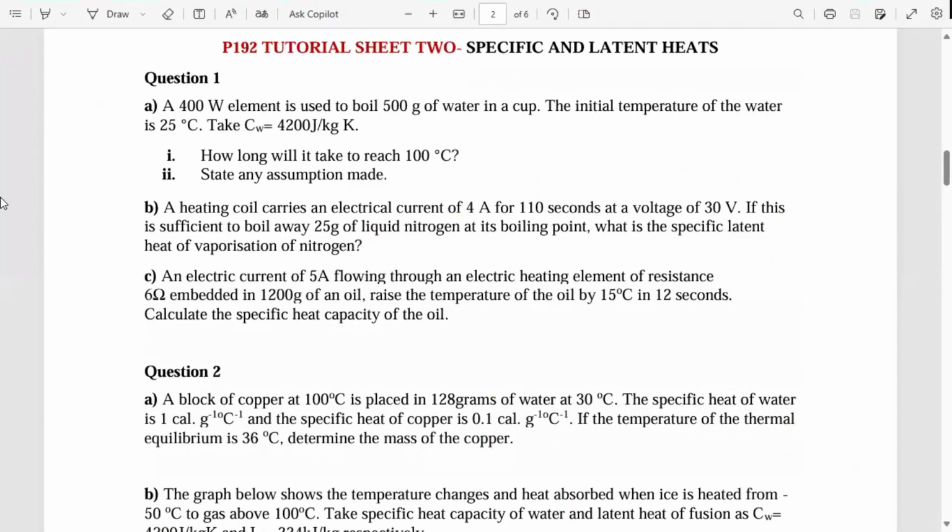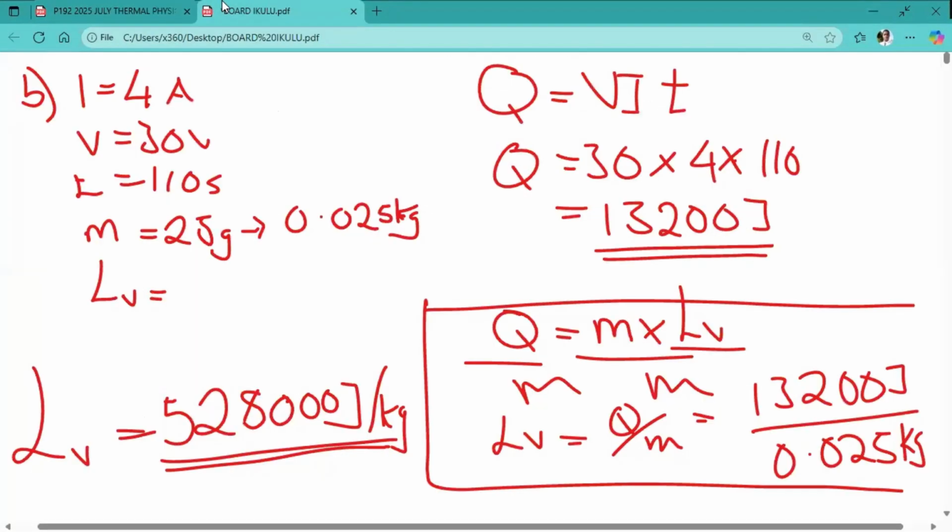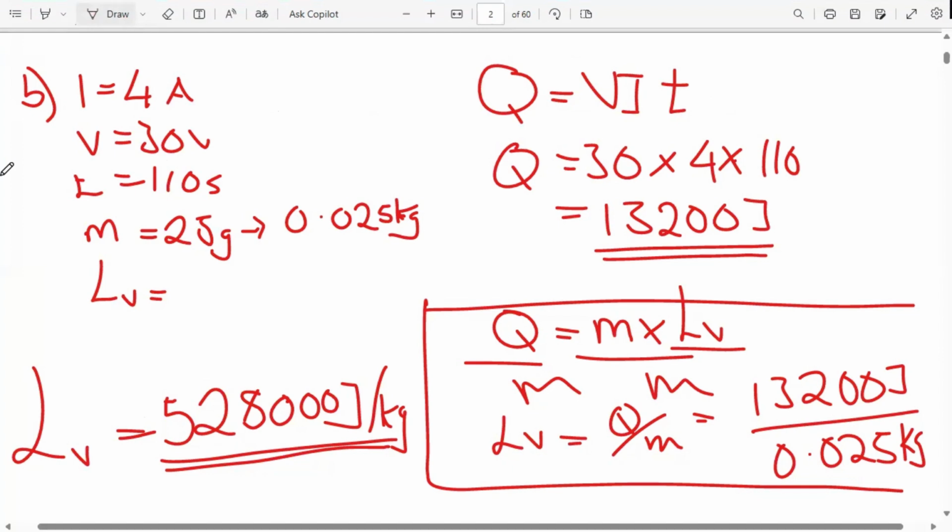Part C is saying an electric current of 5 amps flowing through an electric heating element of resistance 6 ohms embedded in 1200 grams of an oil raises the temperature of the oil by 15 degrees Celsius in 12 seconds. Calculate the specific heat capacity of the oil. So still on specific heat capacity. This is part C.